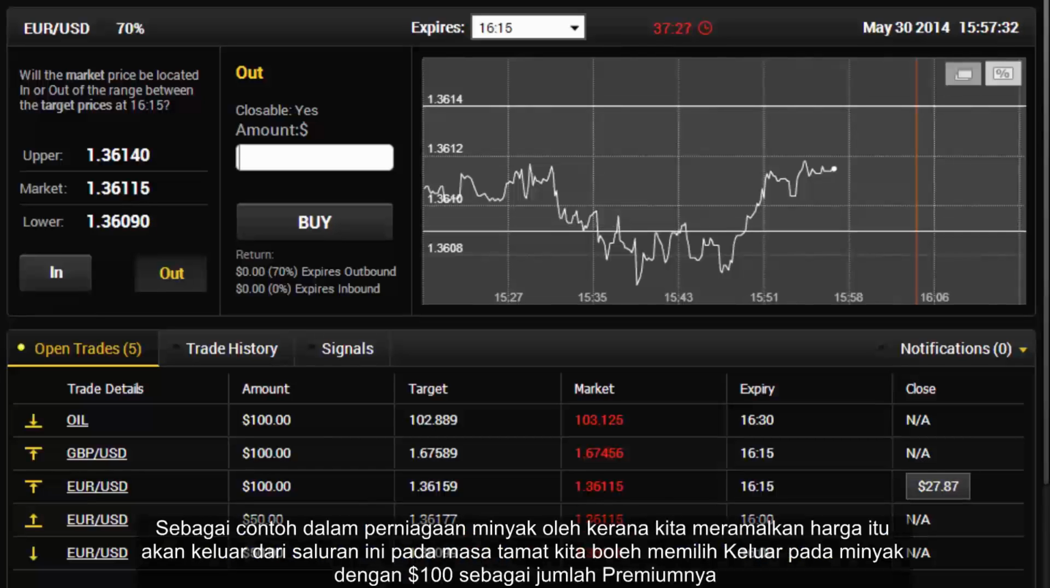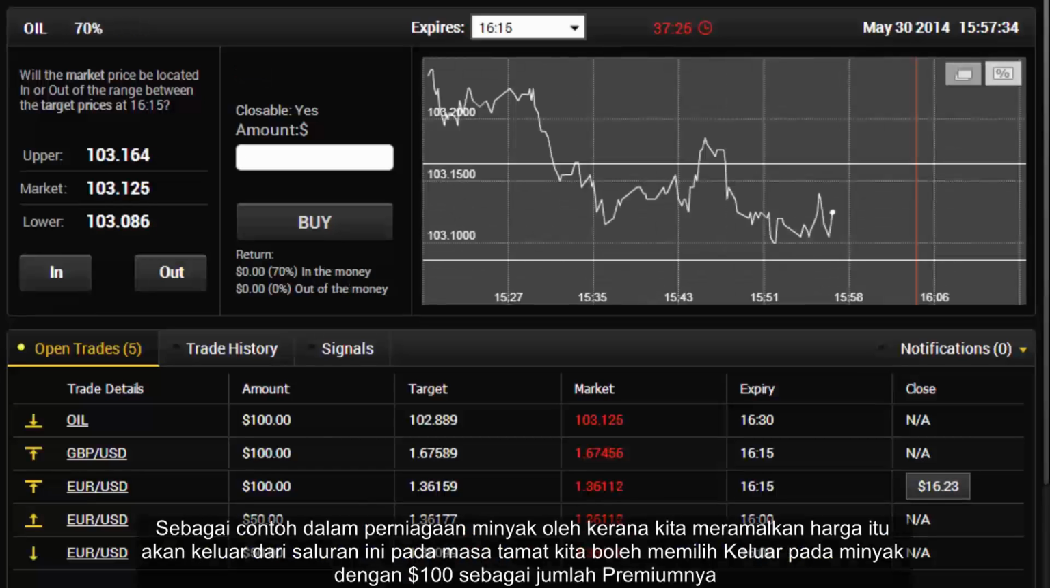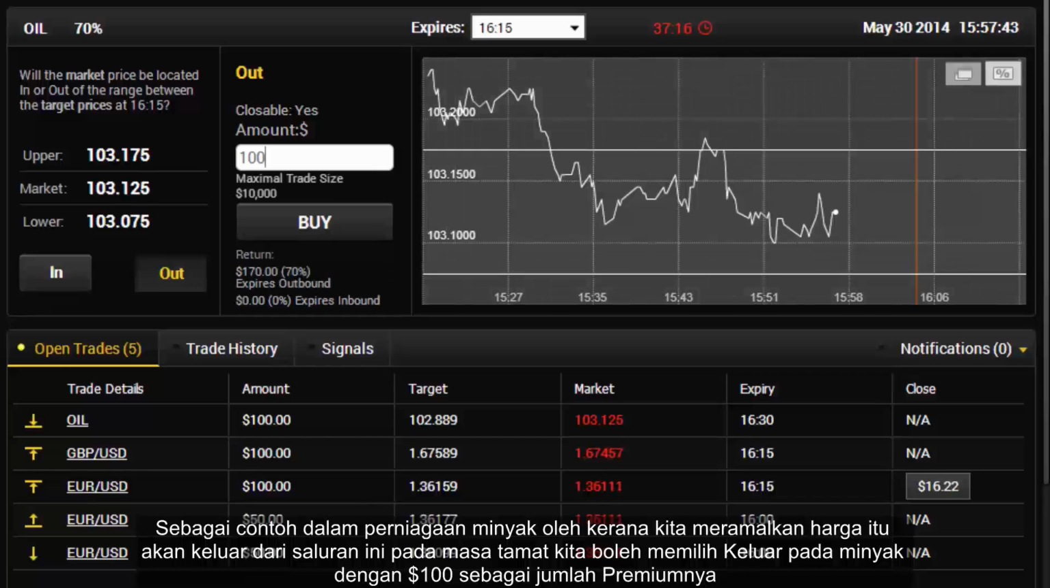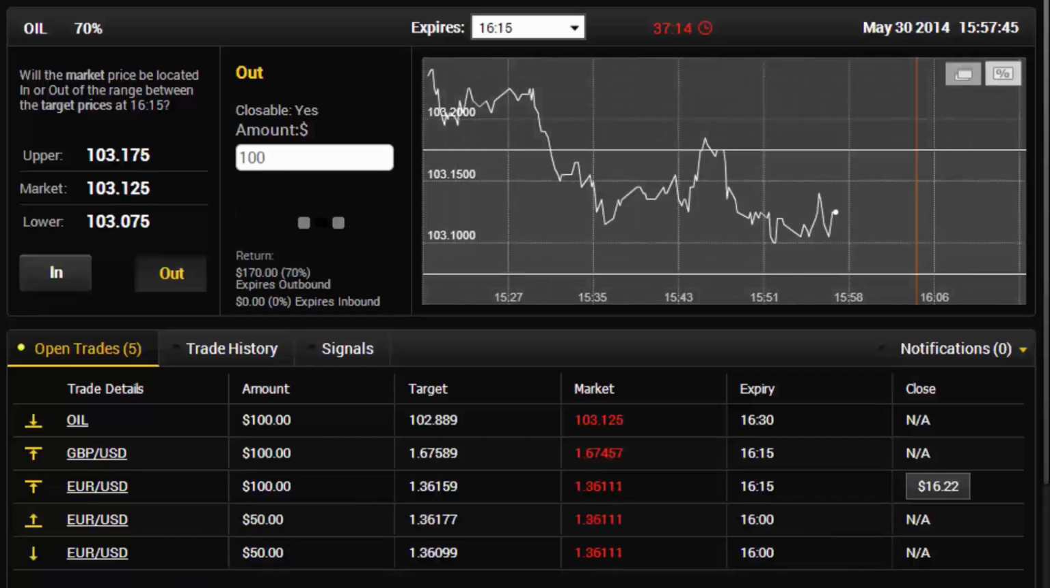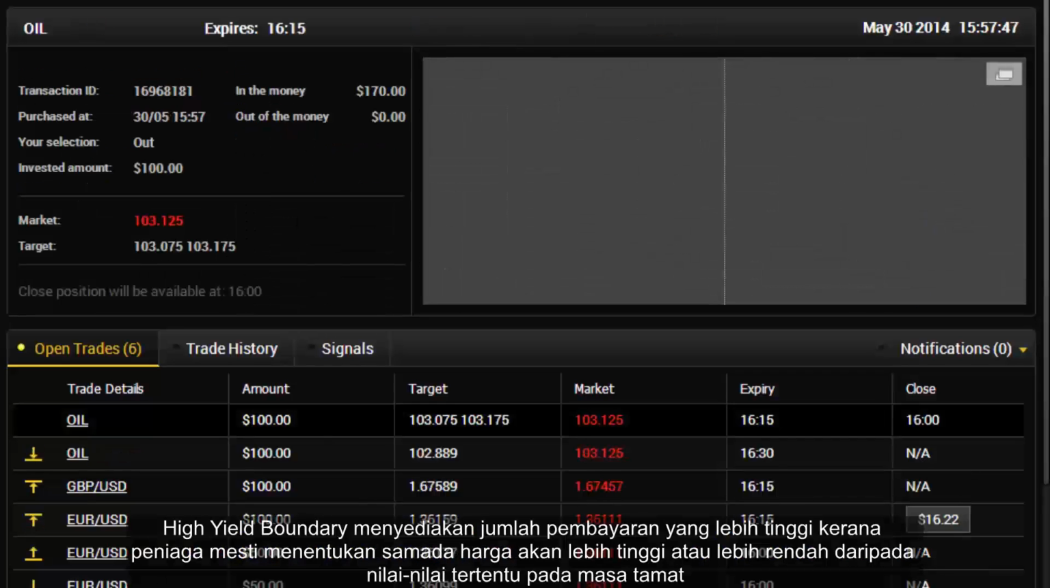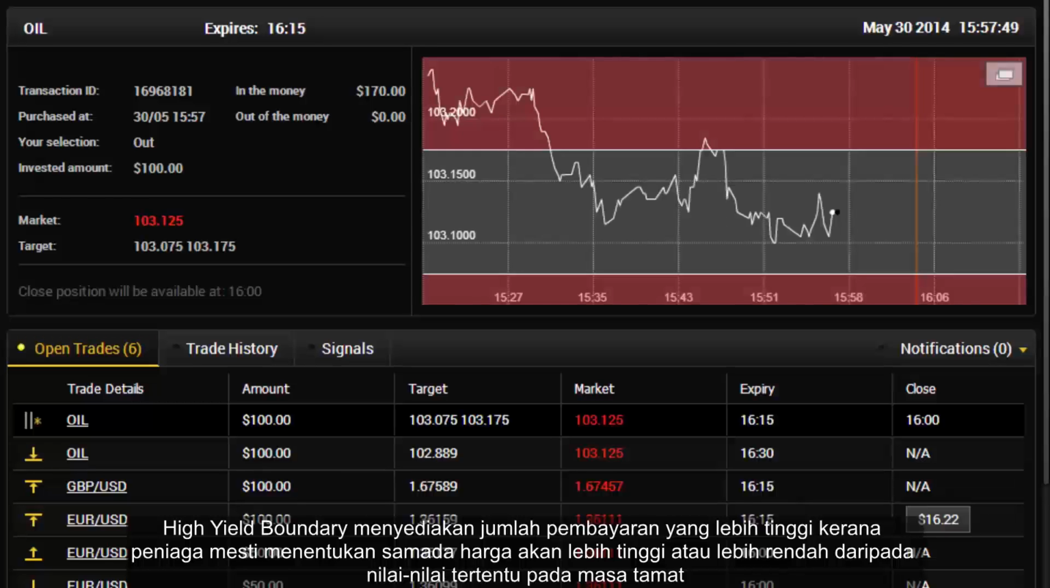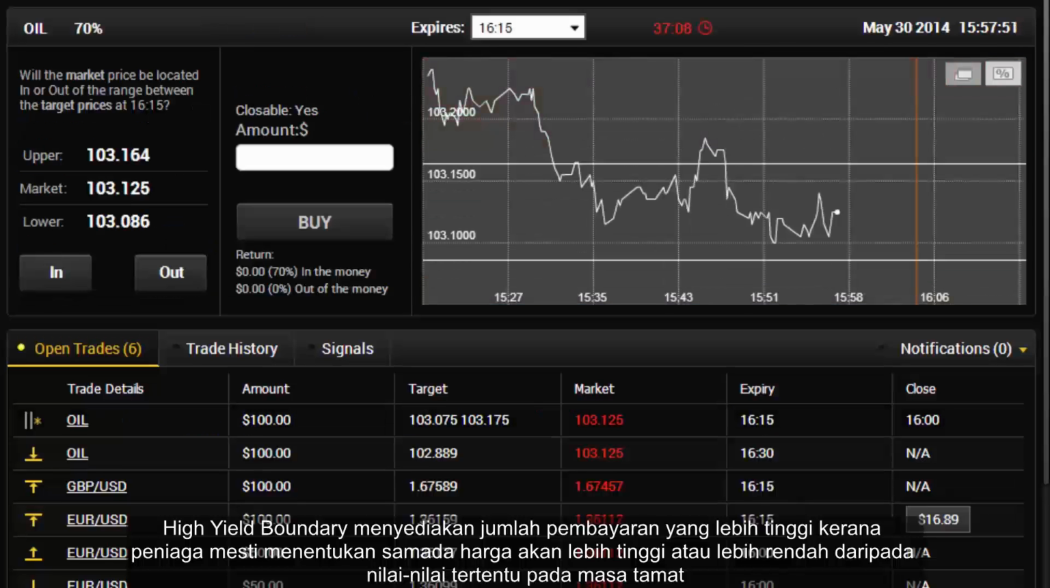For instance, in oil trades, since we predict that the price would go out of this channel at the expiry time, we can select out on oil with £100 as its premium amount. High yield boundary provides a higher amount of payout, as traders must specify if the price would be higher or lower than certain values at the expiry time.